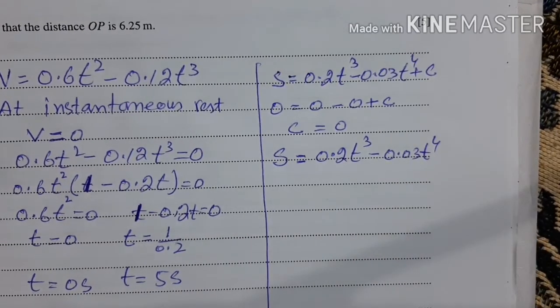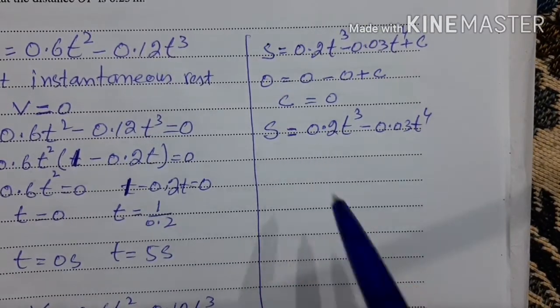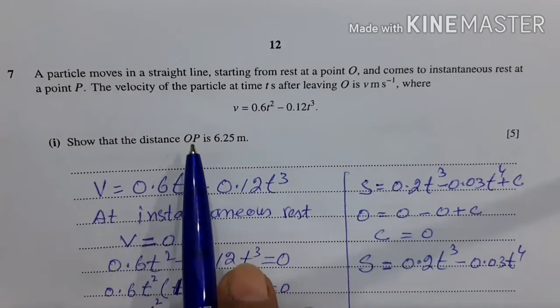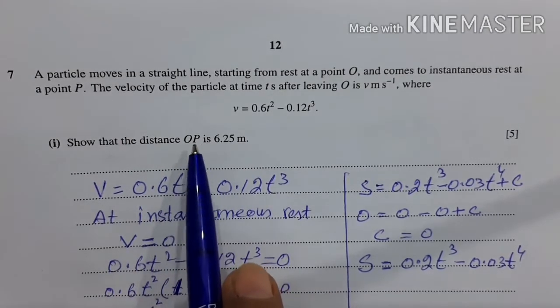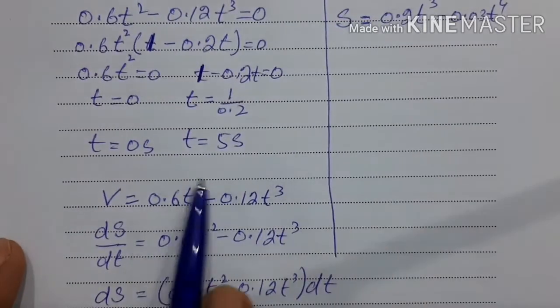This is my final equation of distance of the body. Now I am going to find the distance OP. It means when the body reaches P, the time was 5 seconds.